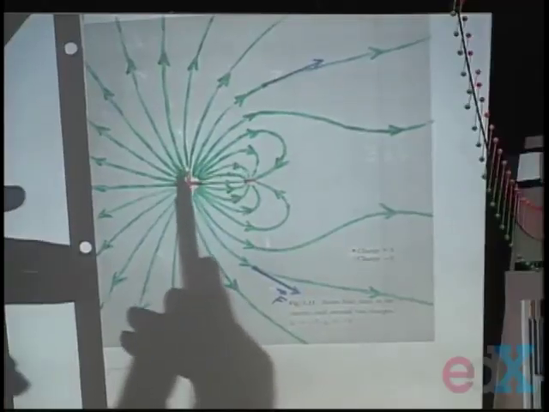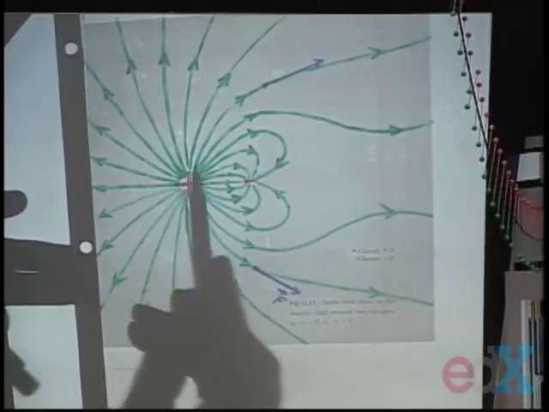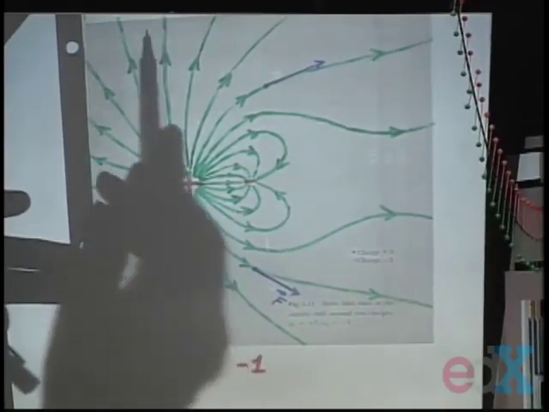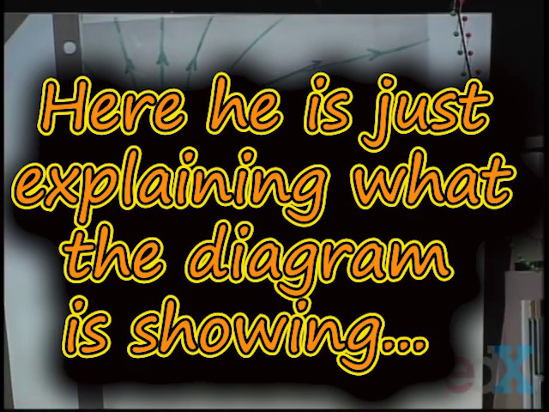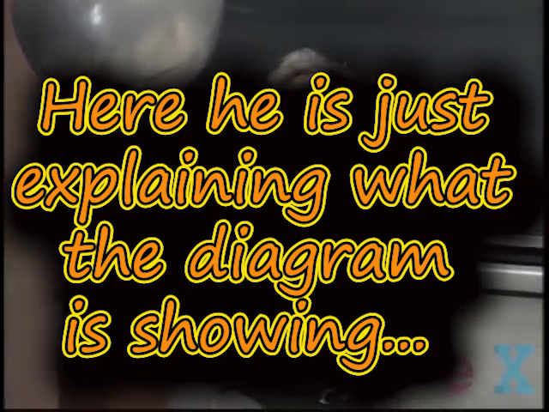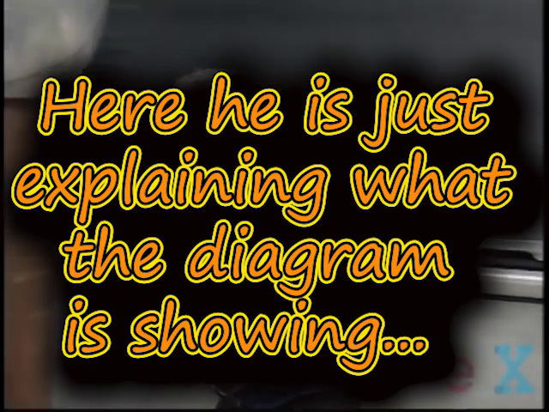So if you look, for instance, here, look how many lines there are per few millimeters. And when you go further out, these lines spread out. That tells you the E field is going down. The strength of the E field is going down. It's the 1 over r square field, of course.